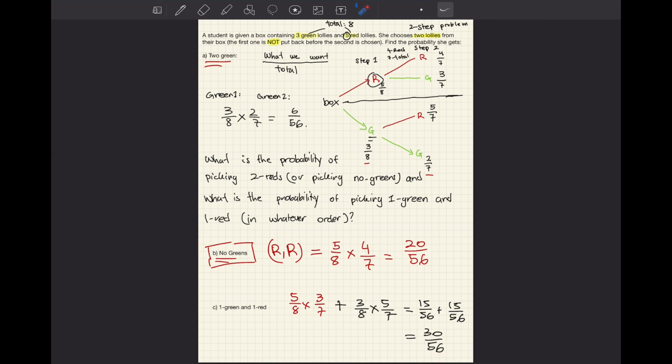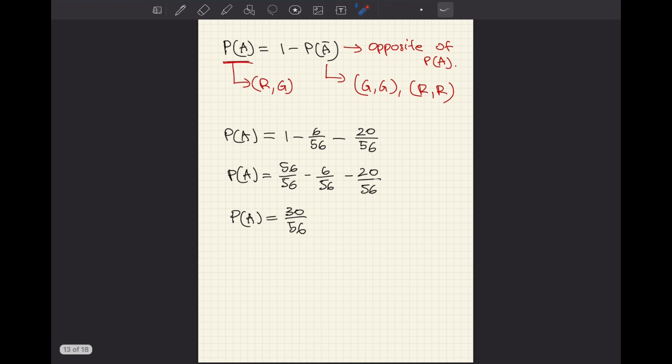So both ways are very valid. One is algebraic, of course, while the other uses the tree diagram. I hope this has helped.